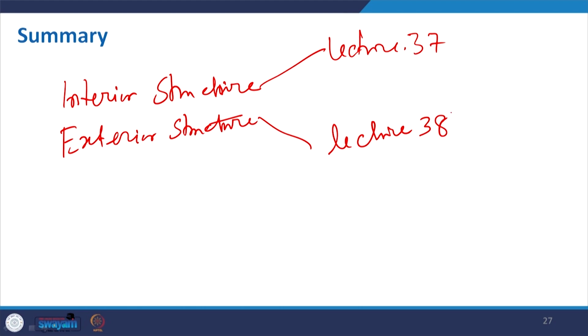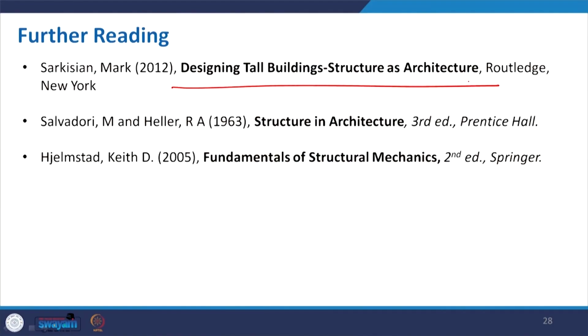With that I conclude here, and this is the source where you can get many examples. It is specially a book on designing tall buildings, and it has a relation with architecture. Please go through this book if it is available in your library, or I will try to give some more notes as attachments in the forum.